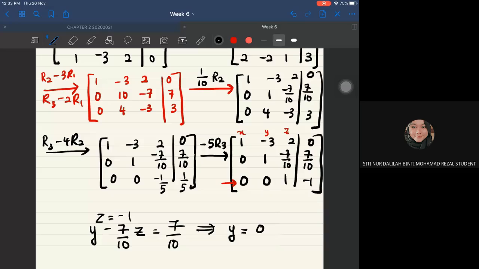And the last one for X. You have X minus 3Y plus 2Z equals 0. You already have the value of Y and Z. So when you substitute the values here, you will have X equals 2. So this will be a unique solution whereby X equals 2, Y equals 0 and Z equals -1.